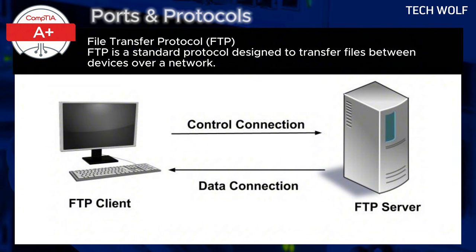FTP utilizes two ports: port 21, which is known as the control port, where commands and responses are exchanged between the client and server, and port 20, which handles the actual data transfer. Because it transmits data in plain text, FTP poses a risk of exposing sensitive information, like usernames and passwords, to potential attackers.